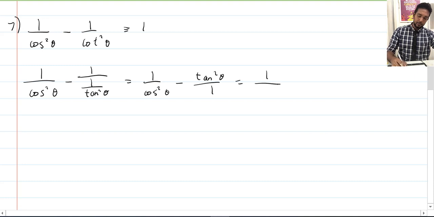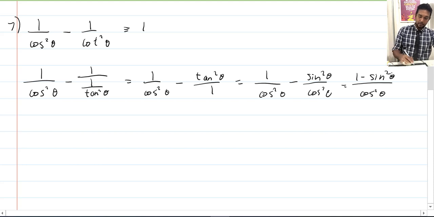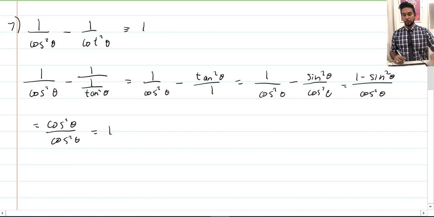Okay, and what's the alternative way to write tan squared theta? Sine squared theta over cos squared theta. Common denominator here is cos squared theta, which gives a numerator of 1 minus sine squared theta, and 1 minus sine squared will give us what? Cos squared theta, and cos squared theta over itself will give us 1.